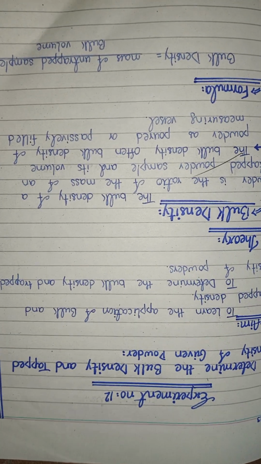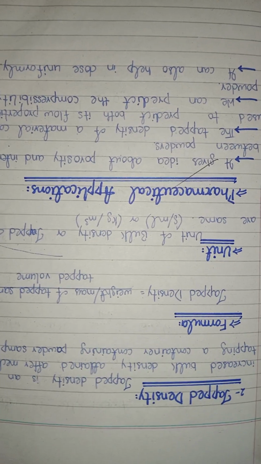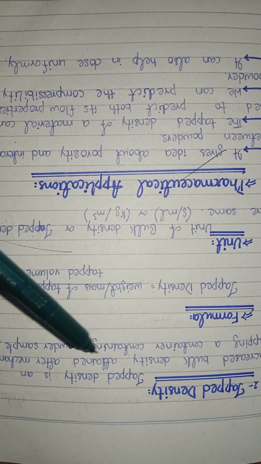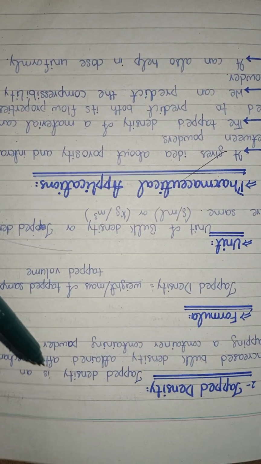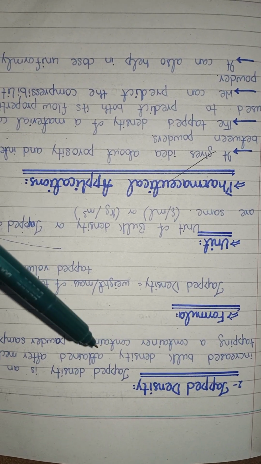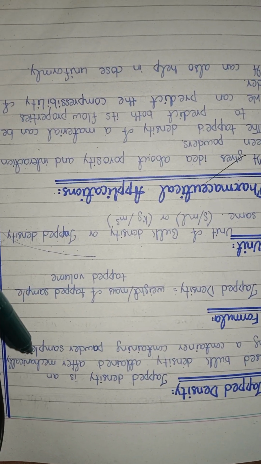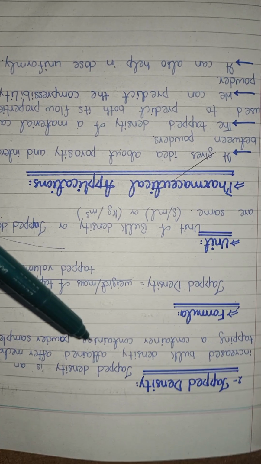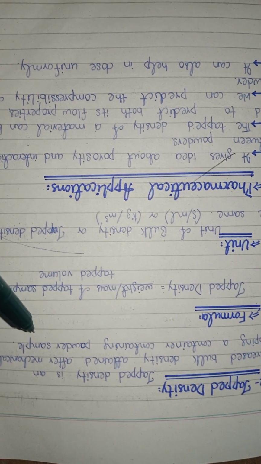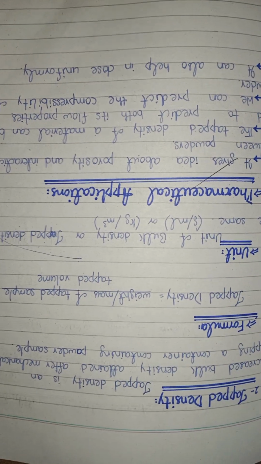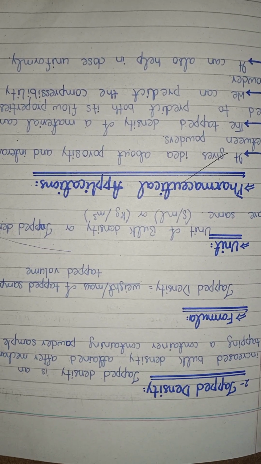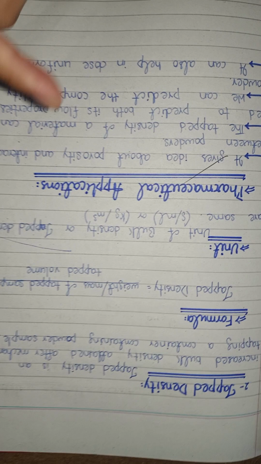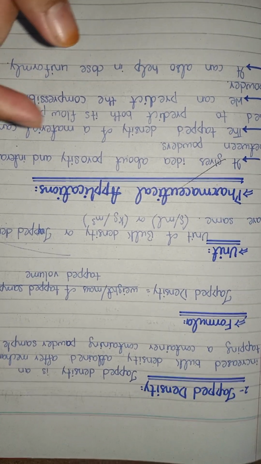So now we move on to the next page. Here we discuss the tap density. If you notice the definition of tap density, it is defined as an increase in the bulk density attained after mechanically tapping a container containing the powder sample. You have discussed the formula of bulk density. Now after finding the bulk density, you have to tap the utensil which contains the powder.